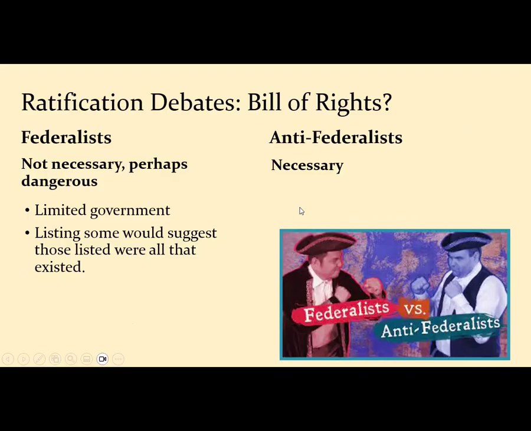Anti-Federalists, though, as you might expect, thought a Bill of Rights was absolutely necessary. They were not at all satisfied with the original Constitution, feeling that particularly the elastic clause, the necessary and proper clause in Article 1, was too open-ended. It gave an opening for Congress to exceed and abuse its powers that were provided in the Constitution.